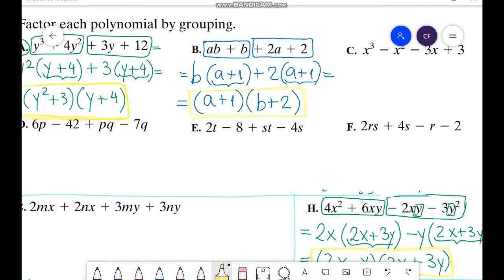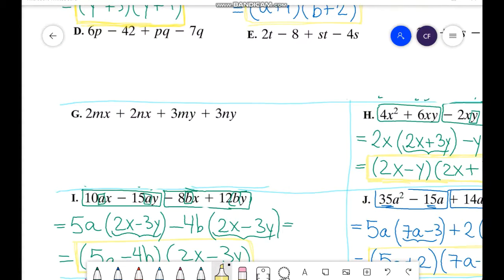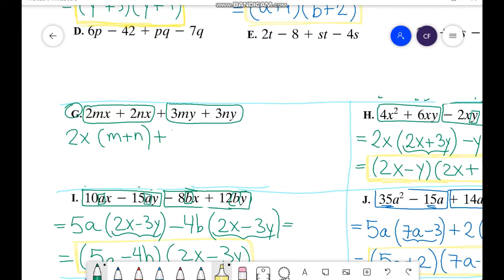And yes, Heaven, F. And Angelina asked for G. Let me work quickly here on G. Split, and here you can factor out 2x, m plus n, and split here, and you can factor out 3y, m plus n. And this is going to be 2x plus 3y times m plus n.